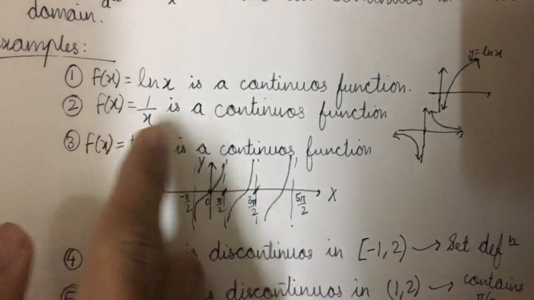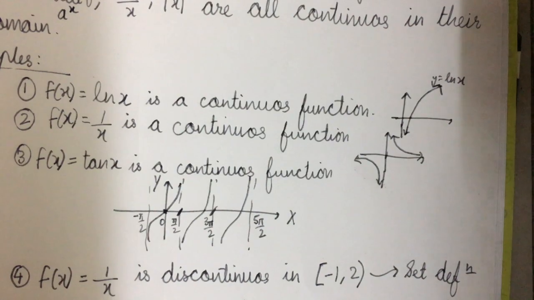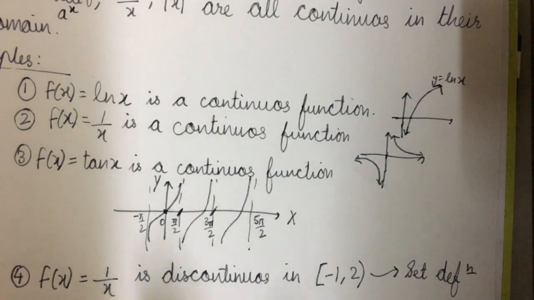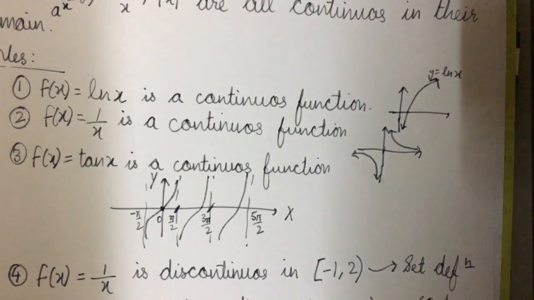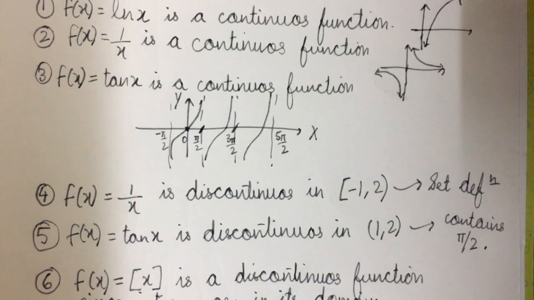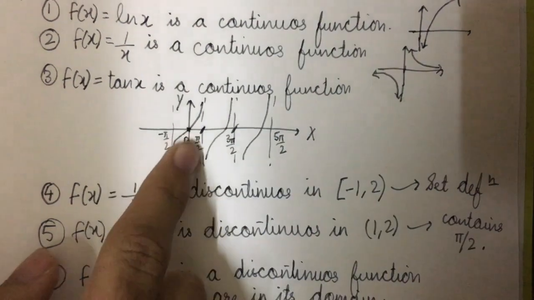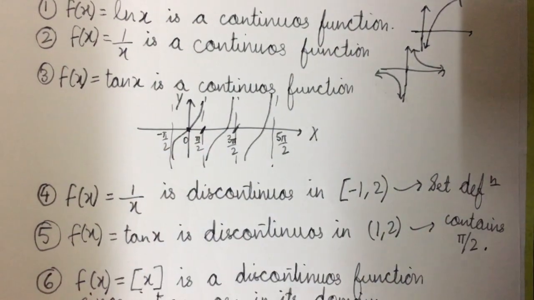f(x) equals 1 by x is a continuous function. You may say that it is not continuous at 0, but it doesn't matter. Since 0 is not in its domain, even if it is not continuous at 0, we can say that f(x) equals 1 by x is a continuous function since it is continuous at all the points in the domain of the function. Similarly, tan x is a continuous function because it is discontinuous at only those points which are not in its domain, like pi by 2, 3 pi by 2, 5 pi by 2, basically (2n plus 1) pi by 2.